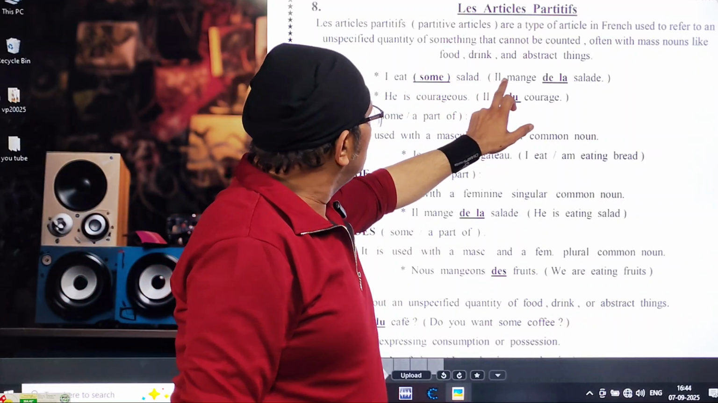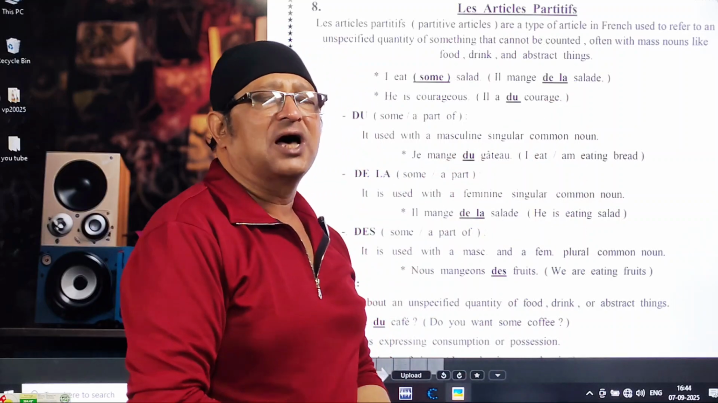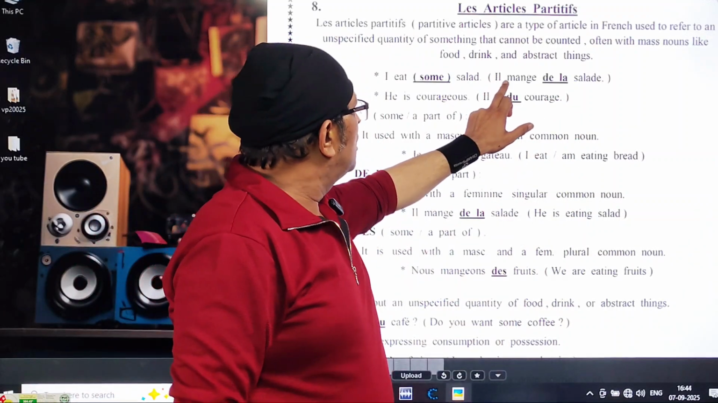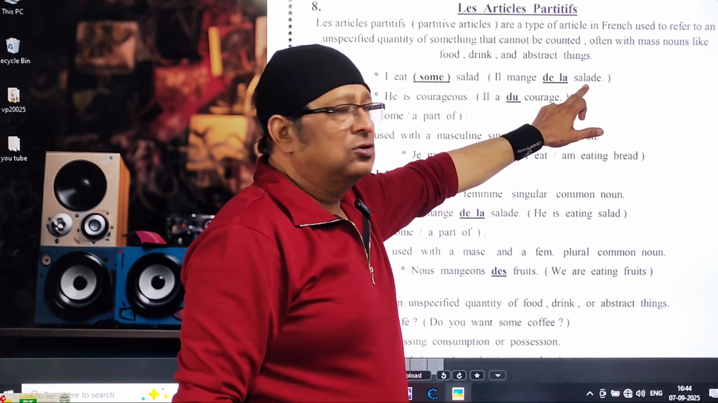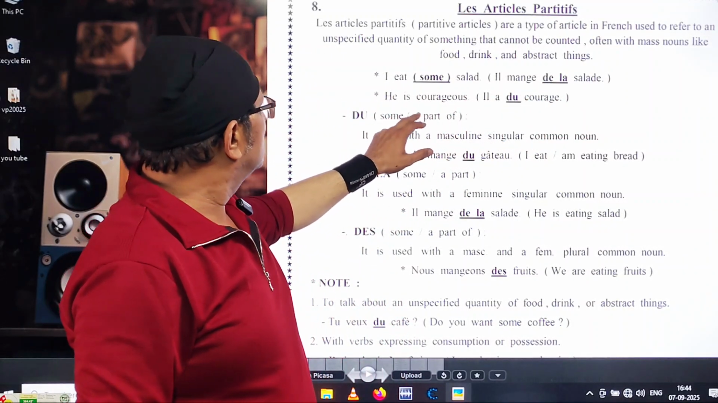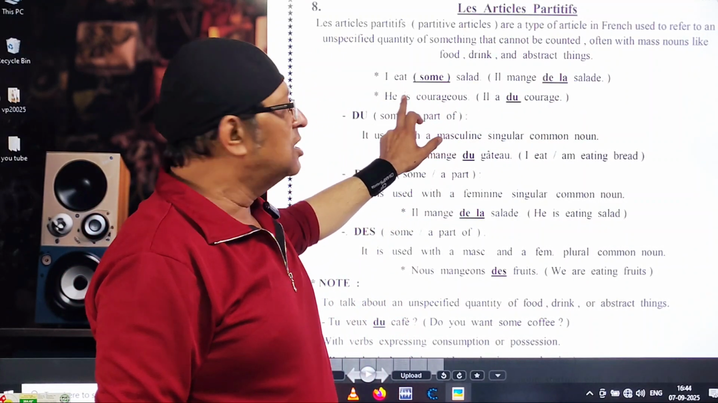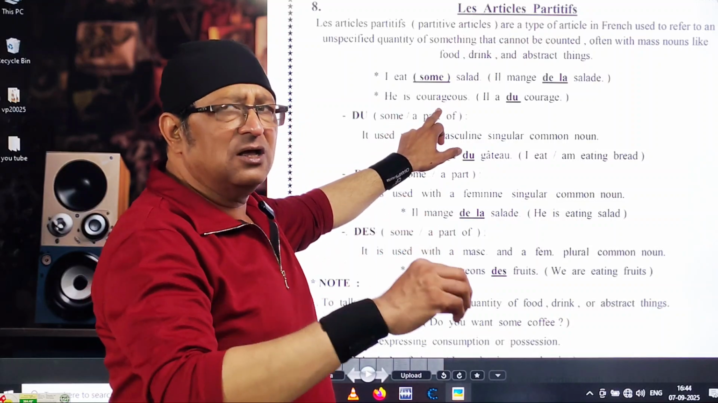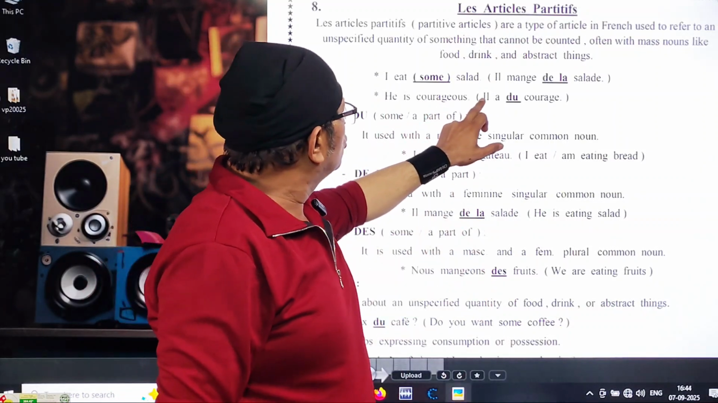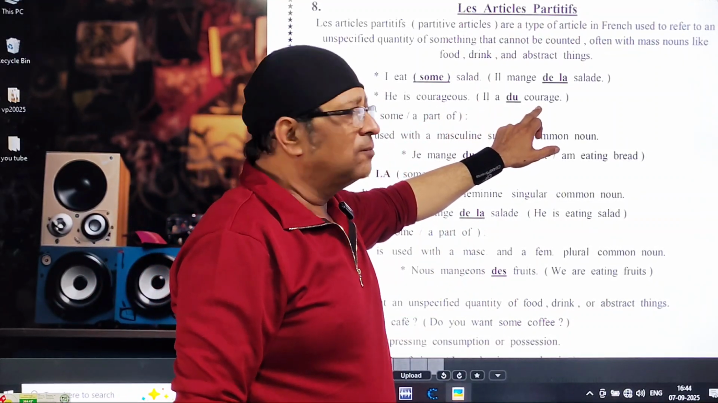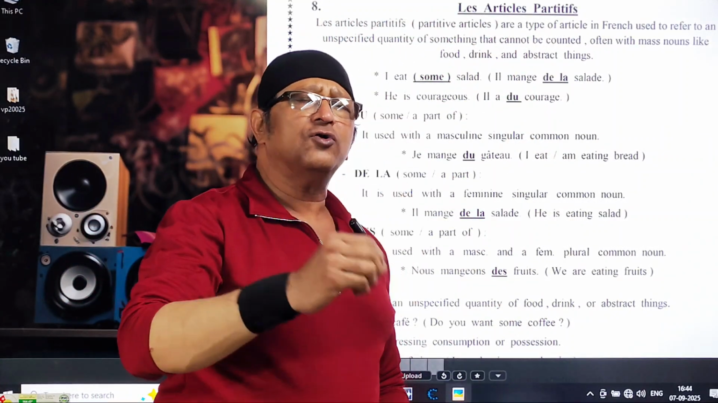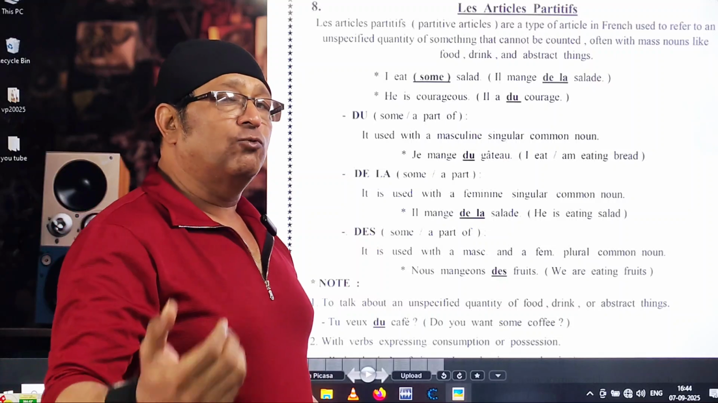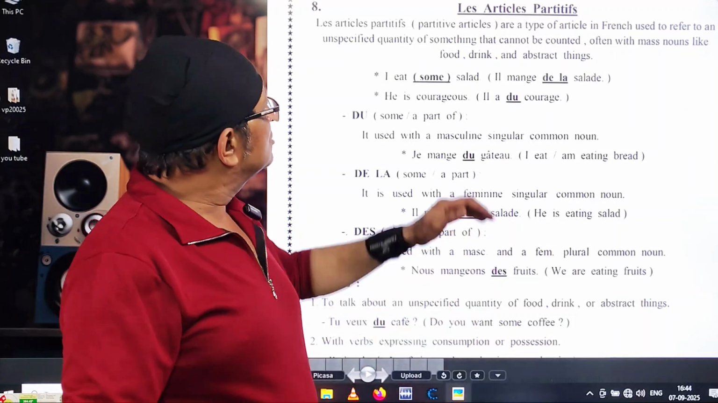Il mange de la salade. Il mange de la salade. The same way, if you can see here, he is courageous. It means he has some courage. So il a du courage. So actually, we use these partitive articles with an unknown quantity of something, especially with food items, liquids, and sentiments.